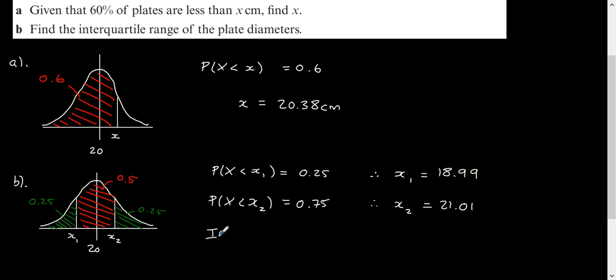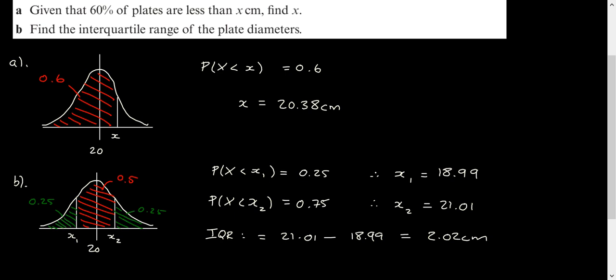So the interquartile range, which is what we're actually asked to find out, is going to be this 21.01 minus the 18.99, which is going to be, back to menu 1, 21.01 minus 18.99, 2.02 centimeters. And that's how you would do that question on a ClassWiz, but you can also do it on the CG50.